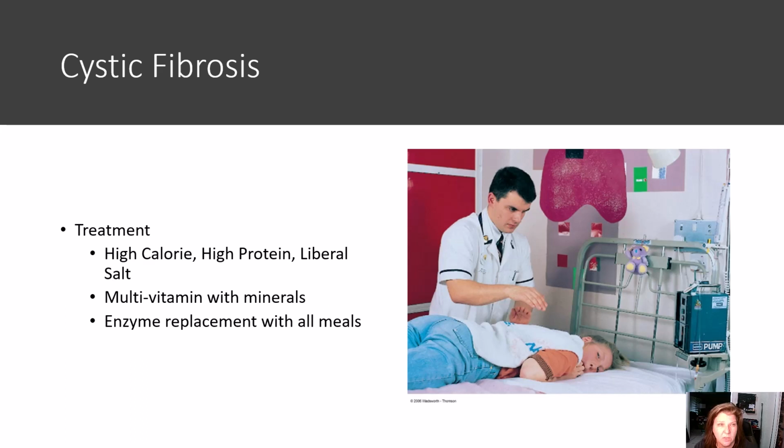So the diet that we use to treat cystic fibrosis is a high calorie, high protein, liberal salt diet. So it's the only good diet you get to have. The disease is terrible, but at least the diet is good. What we usually say is eat anything and everything you want, double the portion size, and add a little salt to it. Of course, we will need to give them multivitamins and minerals so that we can help get all the nutrients they need, and then enzyme replacement will be necessary with all their meals as well. So once again, those encapsulated enzyme pills.